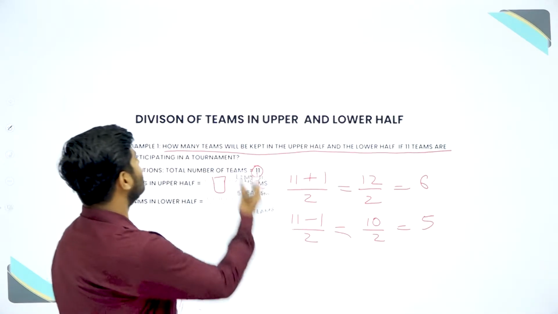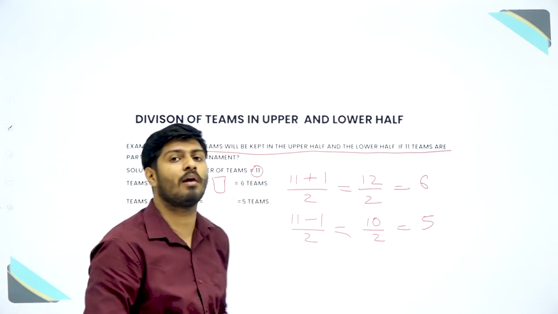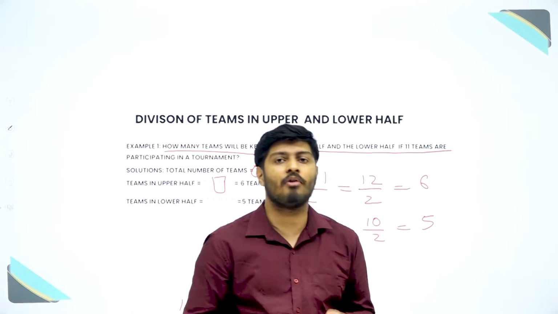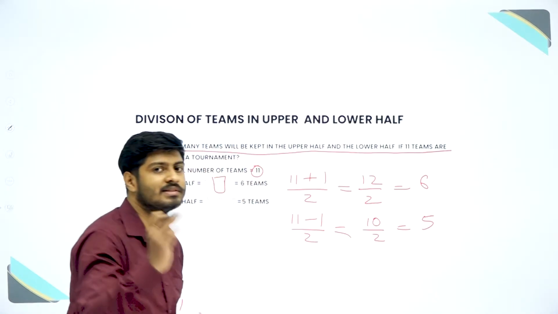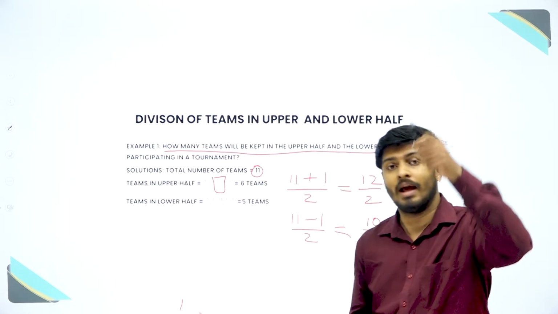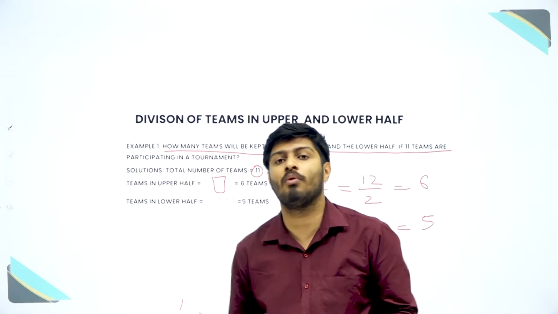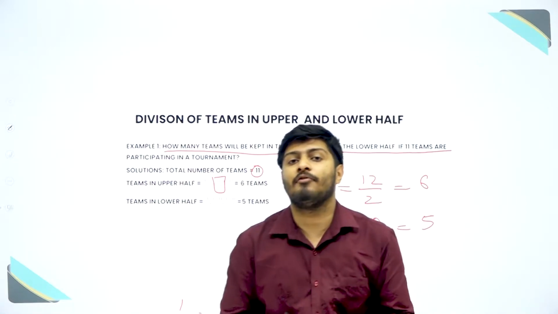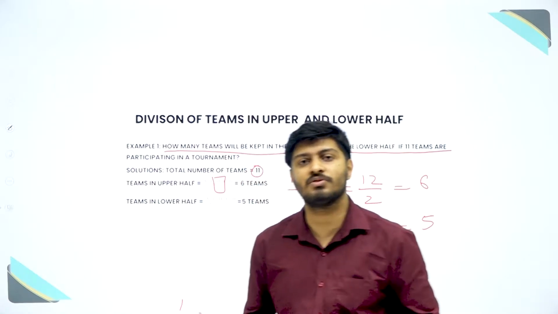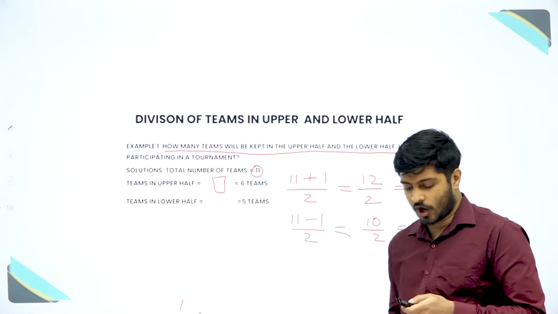How to divide the teams into the upper half and lower half. How do you divide the total number of teams that is given to you into the upper half and lower half? This is the formula. Once again, please note it down. If you haven't taken it down, I suggest you please take it down. The formula for the upper half is (n plus 1) divided by 2. Again, the formula for the lower half is (n minus 1) divided by 2. Now, moving on to the next.